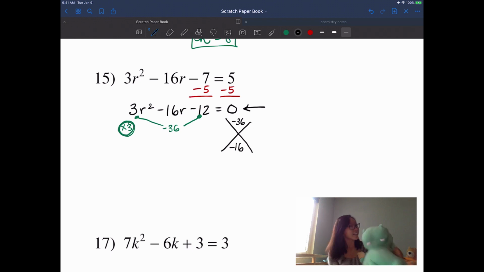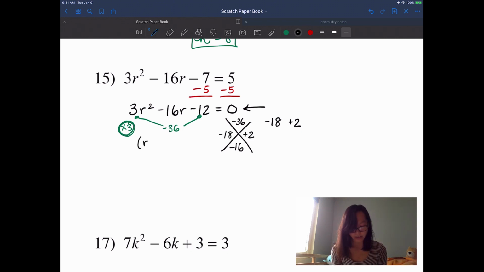Herbert, you gotta help me. What multiplies to negative 36 and adds to negative 16? No, not negative 6 and negative 6. No, not 6 and 12. No, not 3 and 12. Oh, you're right. Negative 18 and positive 2. Thanks, Herbert.